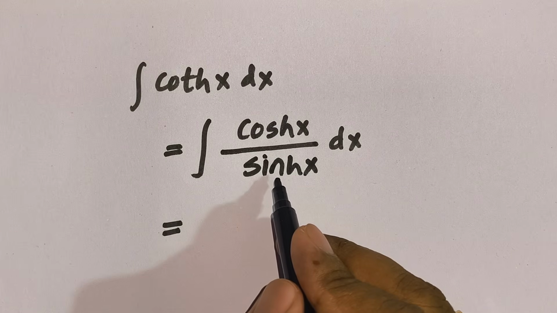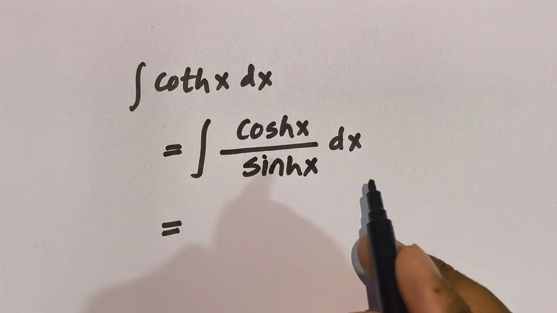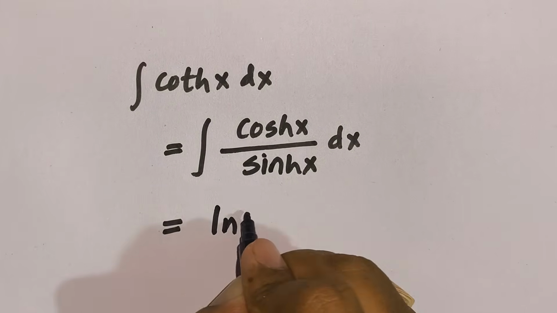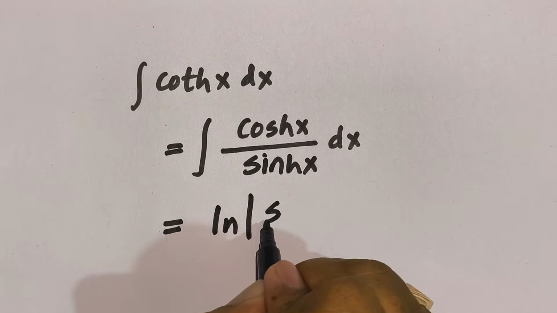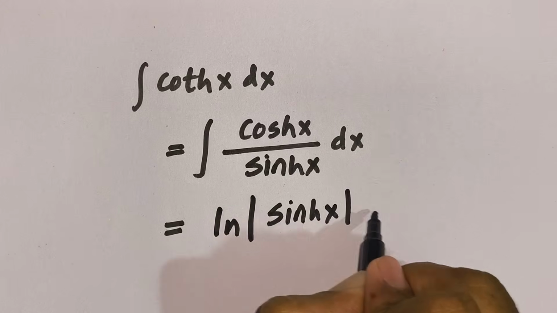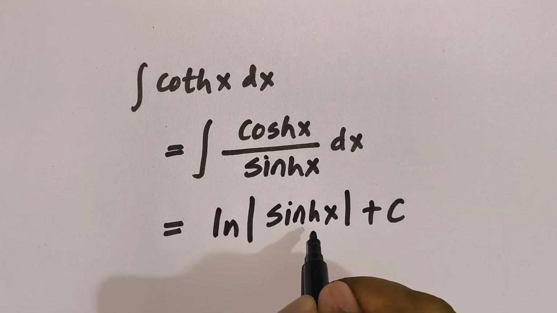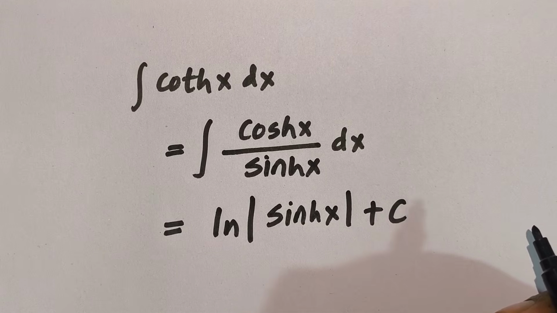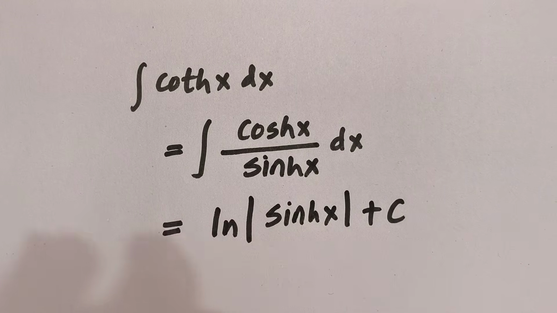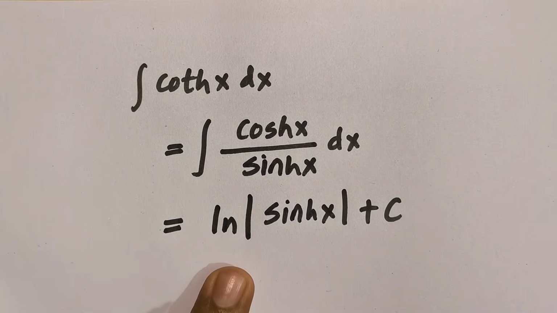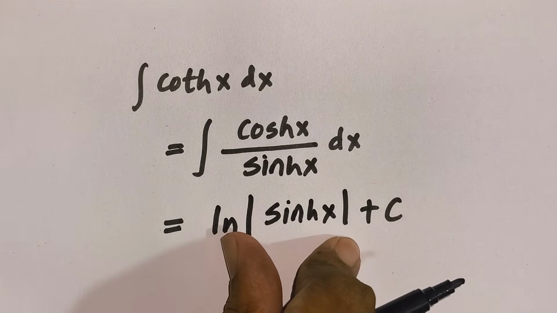If we take this as t, so this is dt, then the integration of dt over t is ln of t, which is hyperbolic sine, plus c. But hyperbolic sine can be positive and it can be negative also, so its modulus can't be dropped. So the integration of hyperbolic cotangent is the logarithm of the modulus of hyperbolic sine plus c.